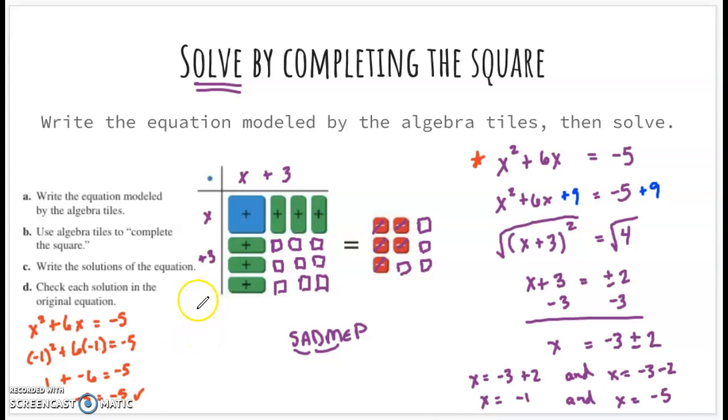So far, so good. Let's try it for negative 5. x squared plus 6x equals negative 5. I'm going to plug a negative 5 in everywhere I see an x.